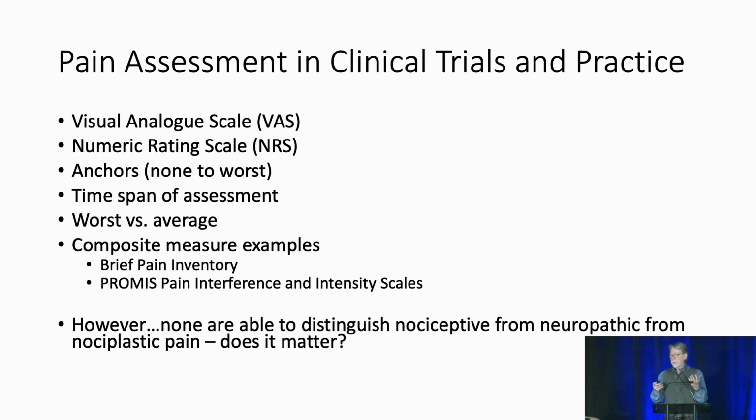Here are a list of the types of things that we typically measure in a clinical trial. Usually pain is measured by a simple VAS or NRS scale. There are anchors from none to worst. There's a certain time span that the patient is asked to assess over the course of the last 24 hours, right now, or over the last 7 days, which the FDA happens to like.